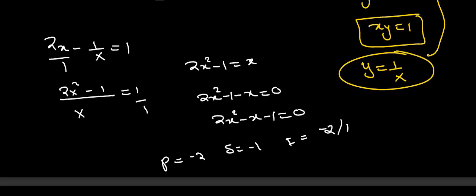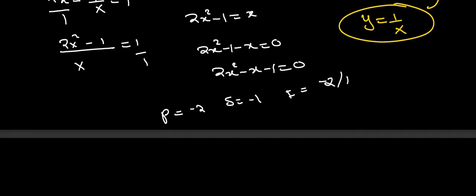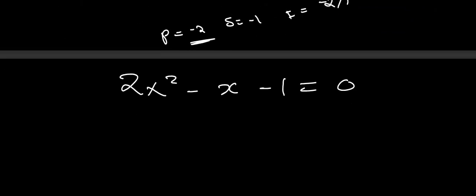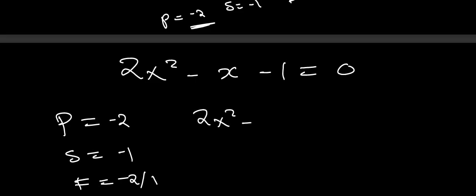-2 and 1. It is what? -2? Yeah, we can't see that. This is -2. We are having this guy. Yeah, so the product is -2. The sum is -1. So the factors are just -2 and 1, right? Yeah, so we can just get this.